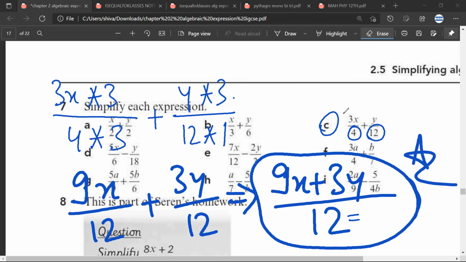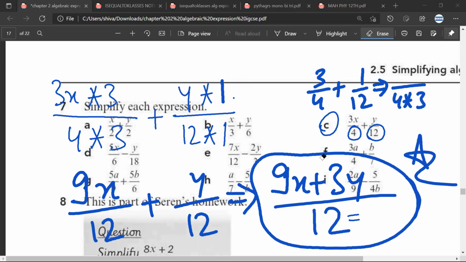See, it is the same method that we are doing when we were doing 3 by 4 plus 1 by 12. So for example, when I have to solve this, what do I do? I take the LCM. So this is 4 into 3. I have made a mistake. So this should be 1 here. Sarthak, is it what you were saying? Yes, sir. So this would be 9x plus y. Is it okay now? Yeah.